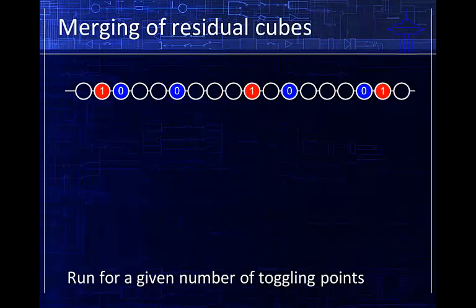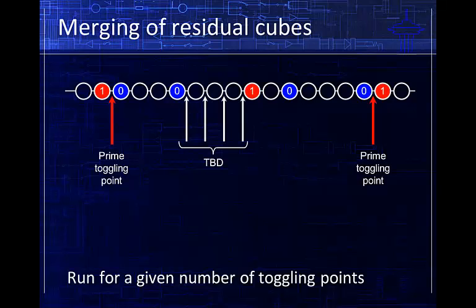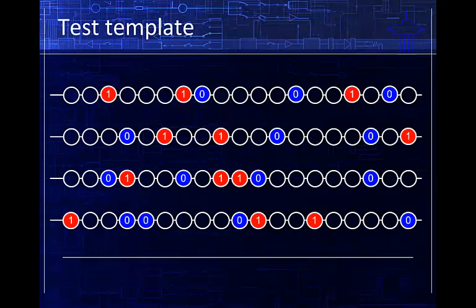Residual test cubes are used to determine toggle points. Some have uniquely defined positions, and we call them prime toggling points. Some others span entire ranges. In the first case, there has to be a toggle point in one of the 4 places; in the second, one of the 2. The most effective templates are obtained by merging templates of many residual test cubes.